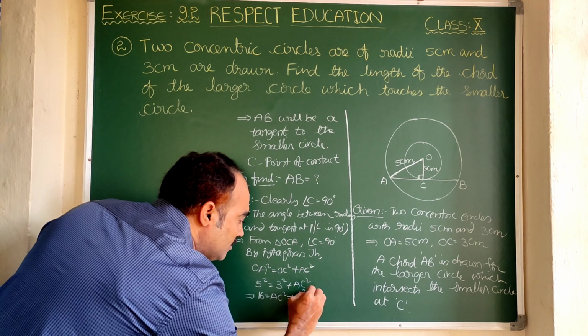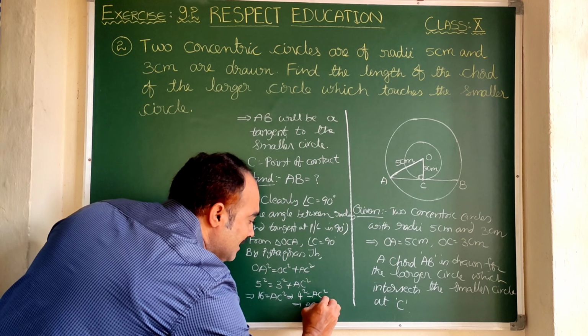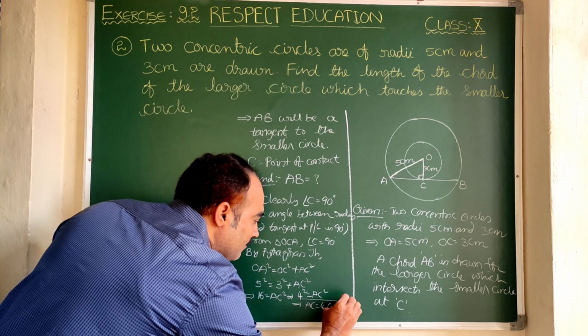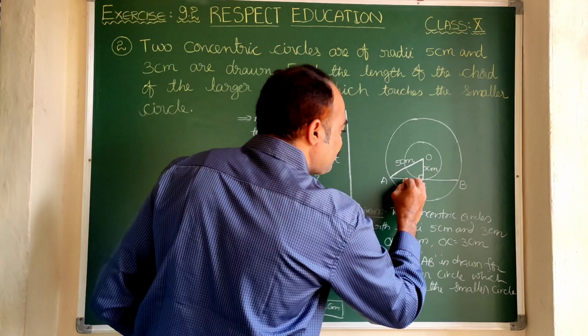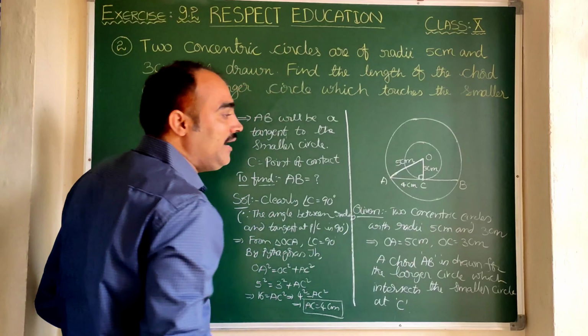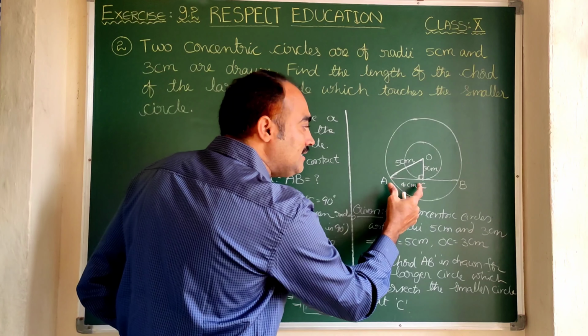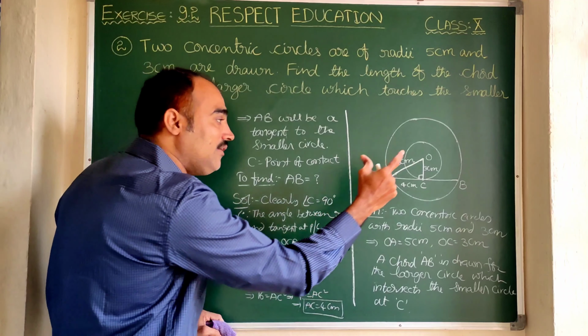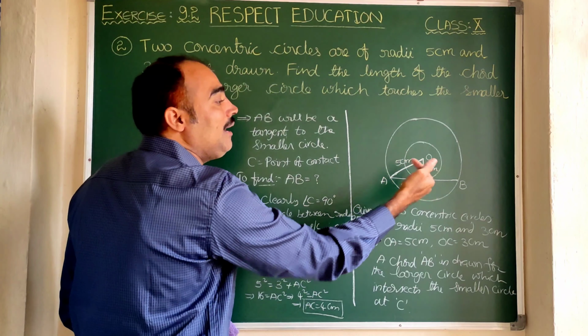16 can be written as 4 square, so 4 square equals AC square. On taking square roots, AC is equal to 4 centimeter. So finally we got AC as 4 centimeter. But the required question is that we need AB. We do not want AC, we want AB. With the help of AC only, AB can be found.